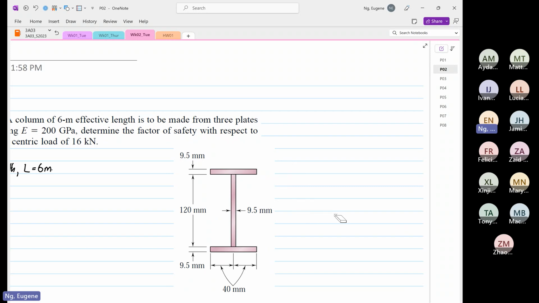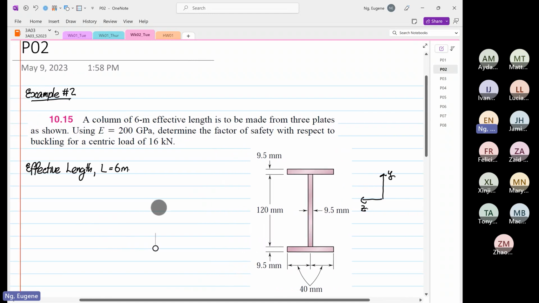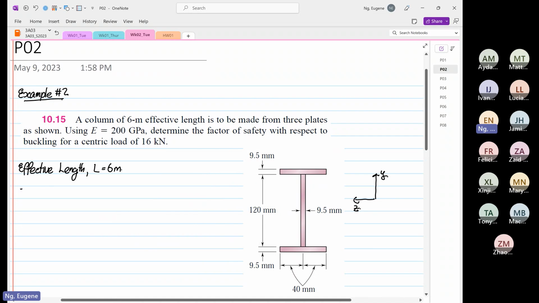I'll draw the normal transformation that is commonly used. So this is my y, and this is my z. This is the most commonly used configuration. Later on, when we do more examples, you'll see why. So what is given to us is that we have a Young's modulus that is equal to 200 times 10 to the power of 9 Pascal.